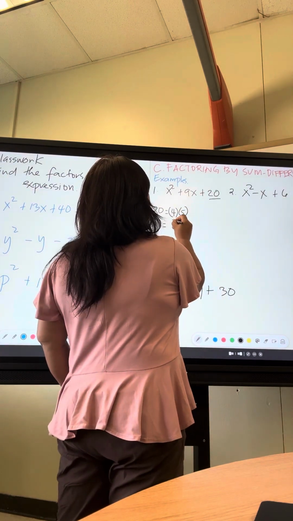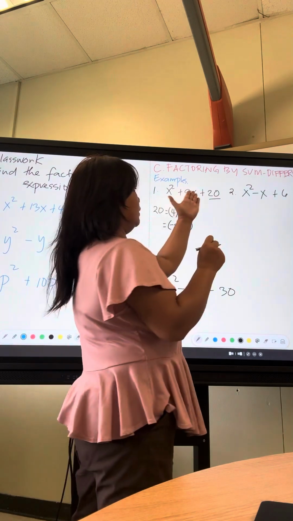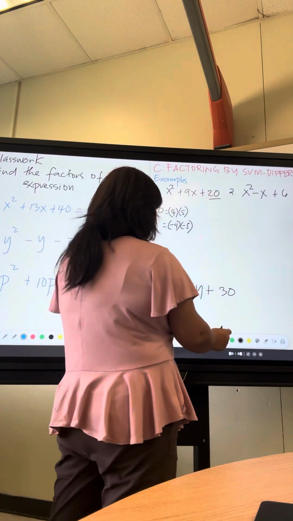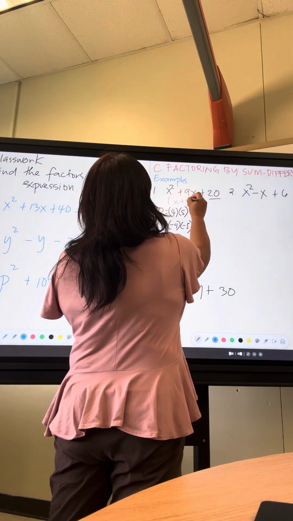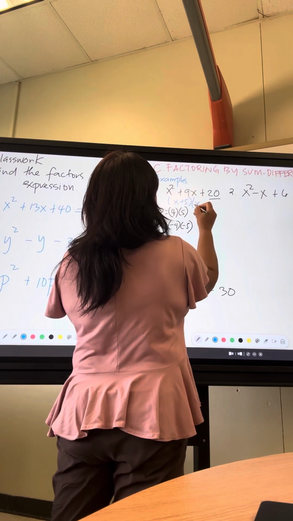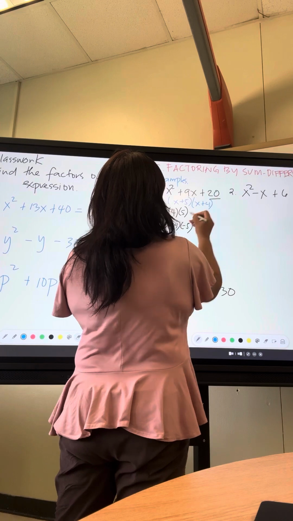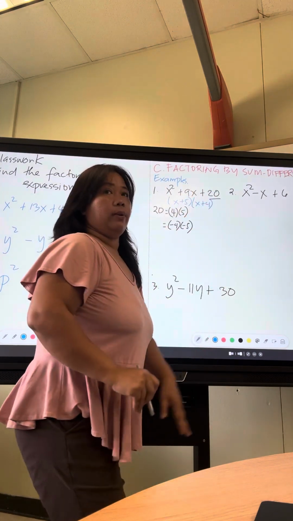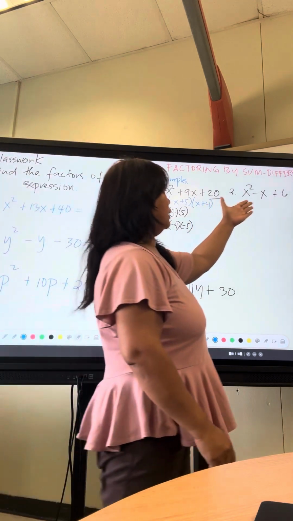You have also negative 4 times negative 5. But as you can see, all positive. So therefore, the factors are x plus 5 times x plus 4, because 4 times 5 is equal to 20. So this is a trial and error. So how about in number 2?